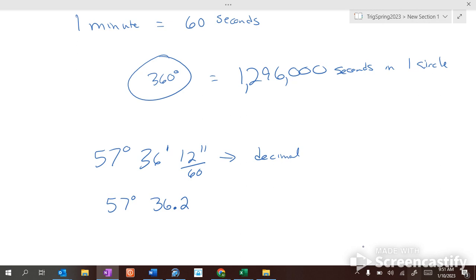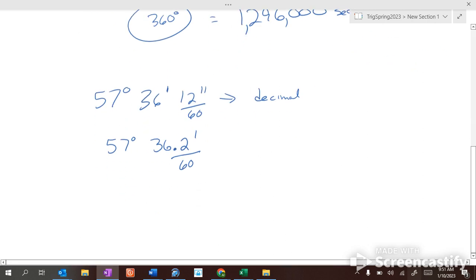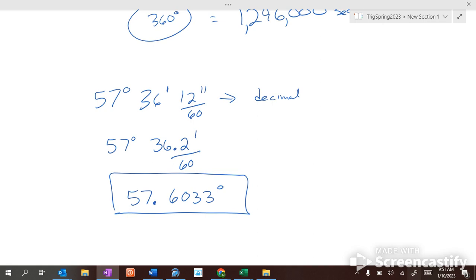So 36.2 minutes. Now I'm going to take minutes and turn it into a degree. So then we divide by 60 again. So we get 57 point, and it should be probably 6 something. 36.6. So if we go to 4 decimal places, it's 57.6033 degrees. Okay, let's do that for another one.